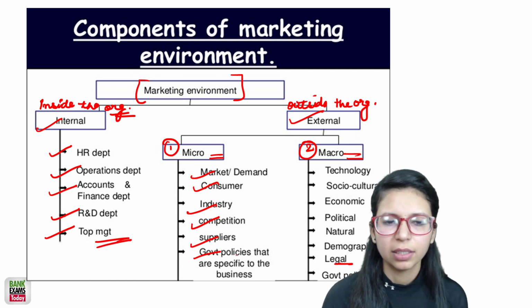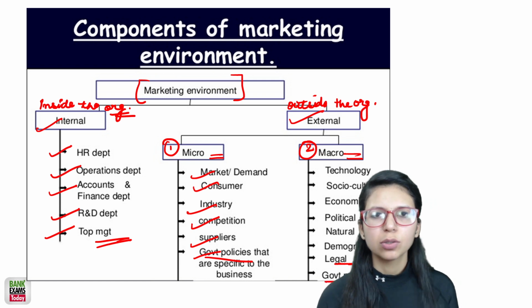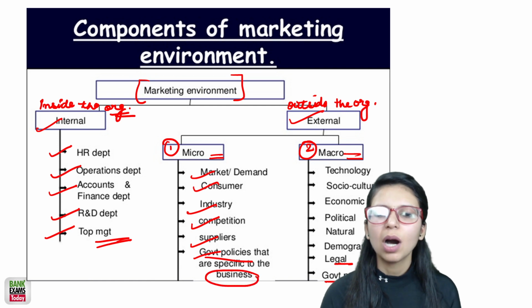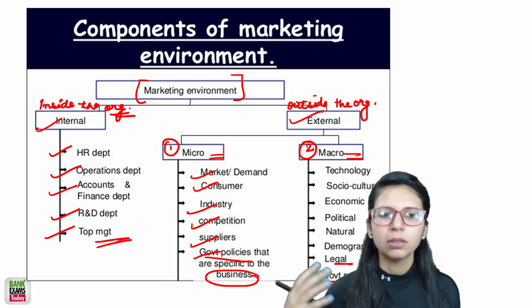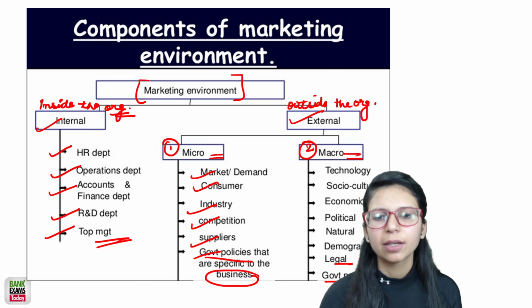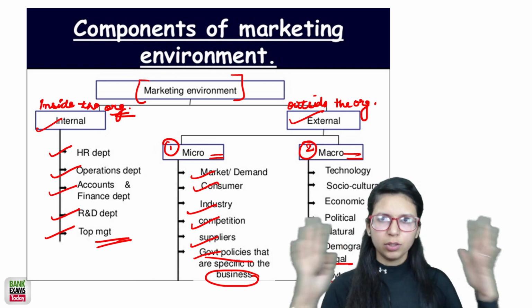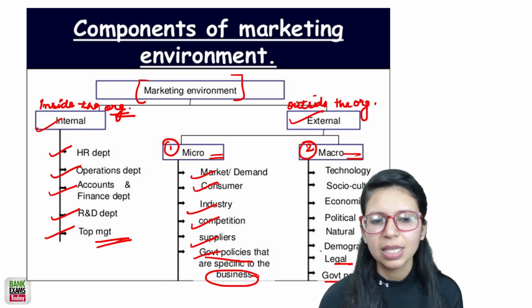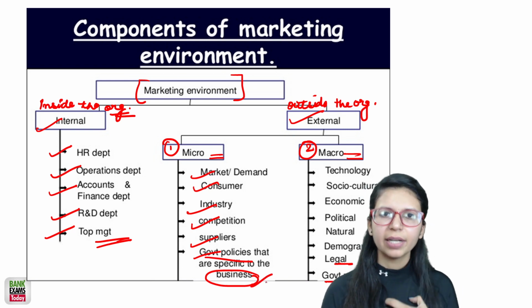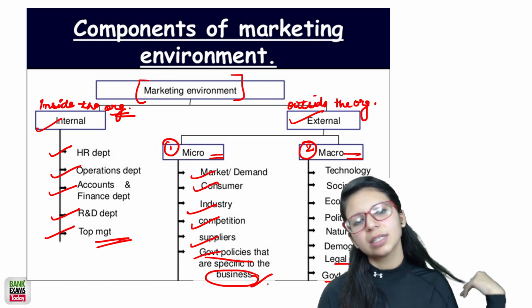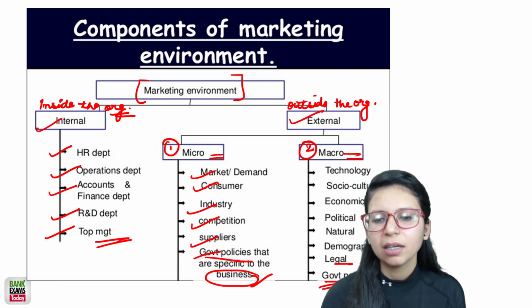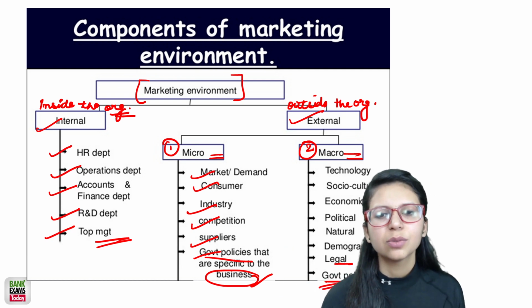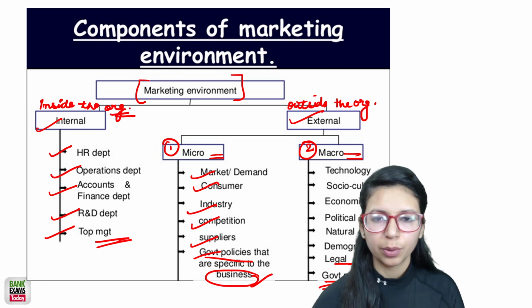Now here there are also government policies. Now these government policies are specific to our business, it is just a micro thing. Okay, macro government policies are overall about the whole industry. So the small level that is specific to our business covers under the micro environment. And other than that, government policies related to the whole industry, that is macro environment.